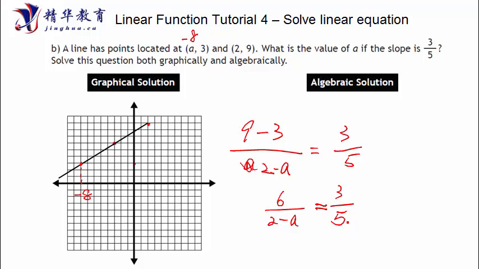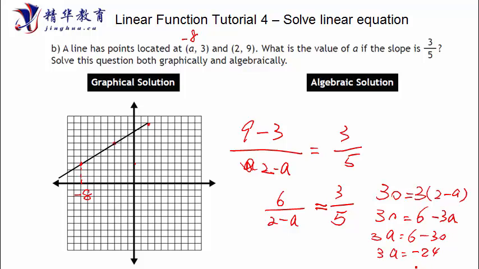Then 6 times 5 equals 30, and 3 times (2 minus a). So 30 equals 6 minus 3a. If we move the 3a to the other side and move the 30 to the other side, we get 6 minus 30, so 3a equals -24, and then a equals -8. Now we got exactly the same answer algebraically as we did graphically.